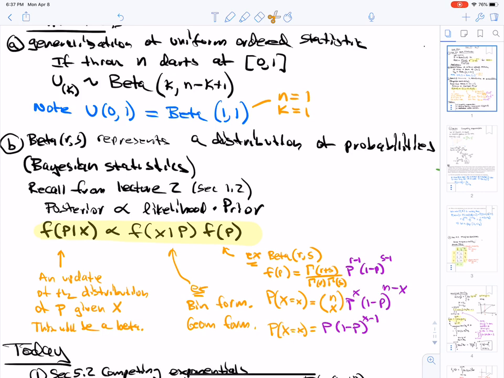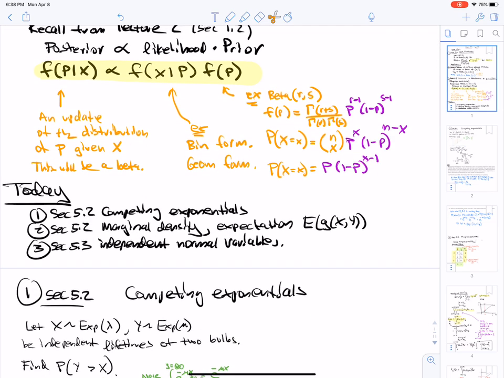So the prior being beta means that the posterior will be beta, and the posterior is an update of the distribution of p given your data. Now, if you get new data coming in, you could let that posterior be your new prior and get a new posterior, which will also be beta. And so you can cycle like this. As you get more and more data, you get an updated beta distribution for p.